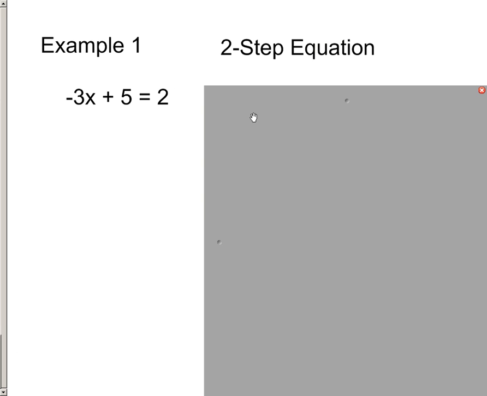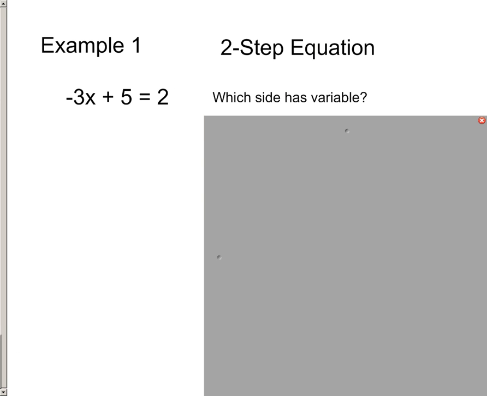How do we solve a two-step equation? Well, first off, you ask yourself which side the variable is on. Where the equal sign is, it kind of divides the equation into two parts, the left side and the right side. In this situation, the variable, this x, is on the left side. So that's where we're going to focus, okay?